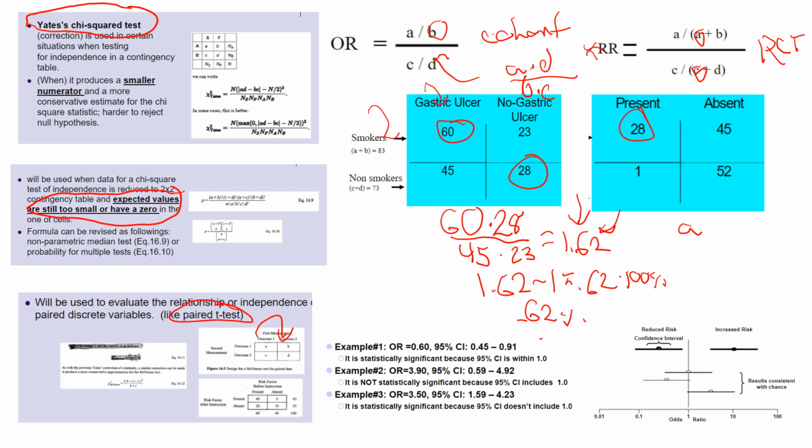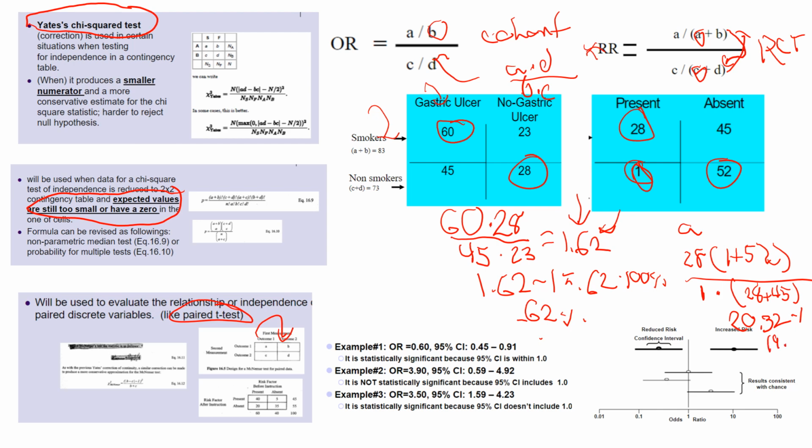So we'll have our 28 times, since we can bring this up to the numerator, it'd be C plus D. So we'd have 1 plus 52. And then we'd bring this down to the denominator. So we'd have C, which we established to be 1, times A plus B. So we'd have 28 plus 45. And then when I plug this into my calculator, we get 20.32. If we subtract 1 from this, we get a score of 19.32.